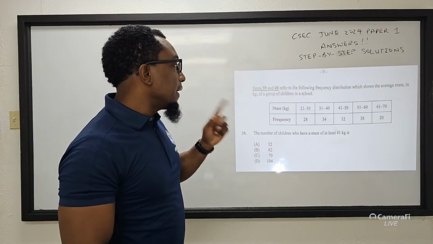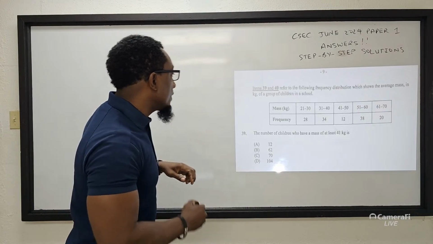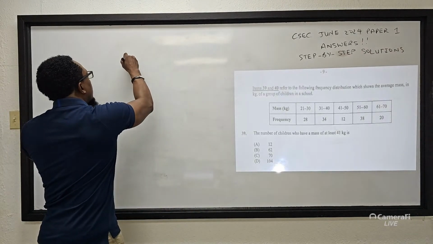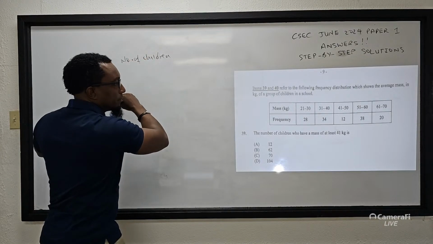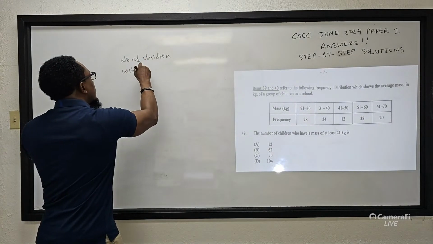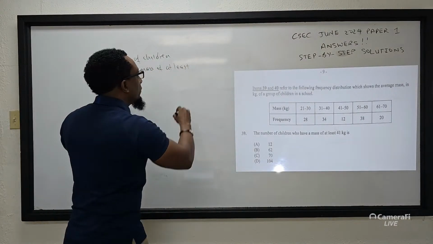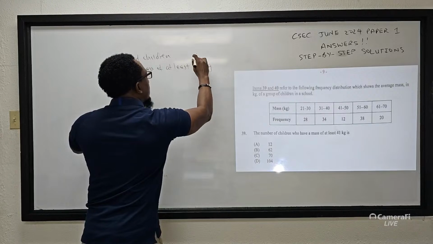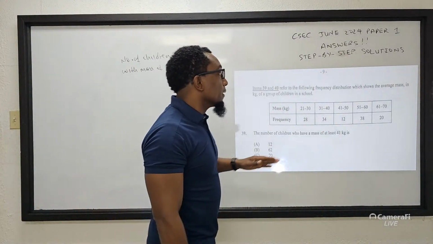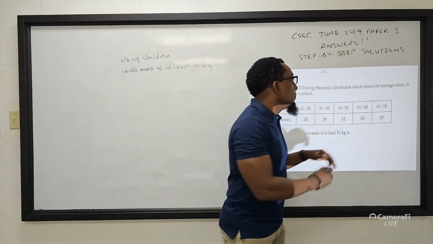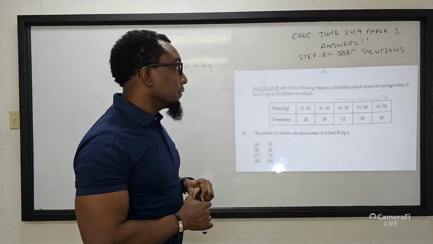So the number of children with a mass of at least 41 kilograms is, so at least 41 means 41 and more. So we can add 41 and more. Good? At least 41 kilograms.